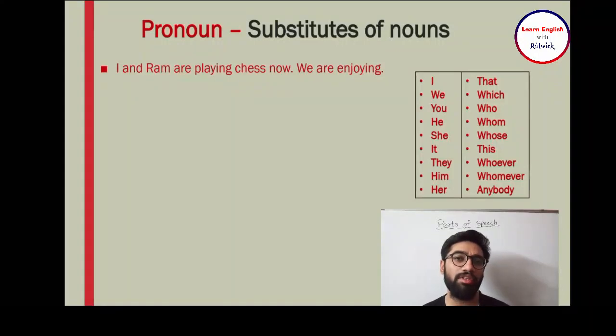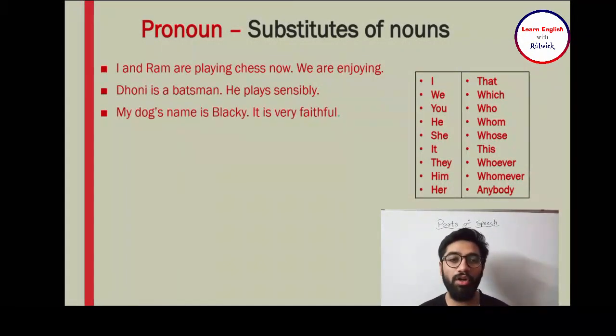Can you identify any word which replaces the nouns? The next sentence says, Dhoni is a batsman. He plays sensibly. Okay, moving ahead. My dog's name is Blackie. It is very faithful. There is a pronoun which avoids the repetition of the noun again.